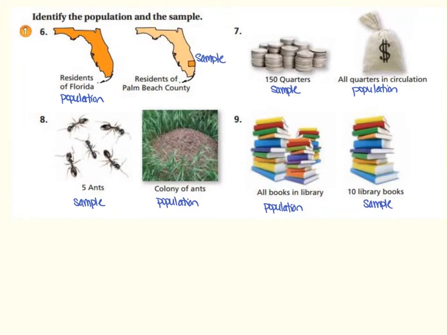Okay, check your answers. As you're checking, please listen. So number 7, the whole bag of all quarters, because of the keyword all, that's going to be your population. However, 150 quarters was only a portion of what was in the bag. So because it's a portion, it's a sample. For number 8, the ant colony, all of the ants is a population. Only 5 of them are a sample. And then finally, number 9, keyword all. That gives you the clue that it's the population. And since there are only 10 library books out of all library books, that is a sample.